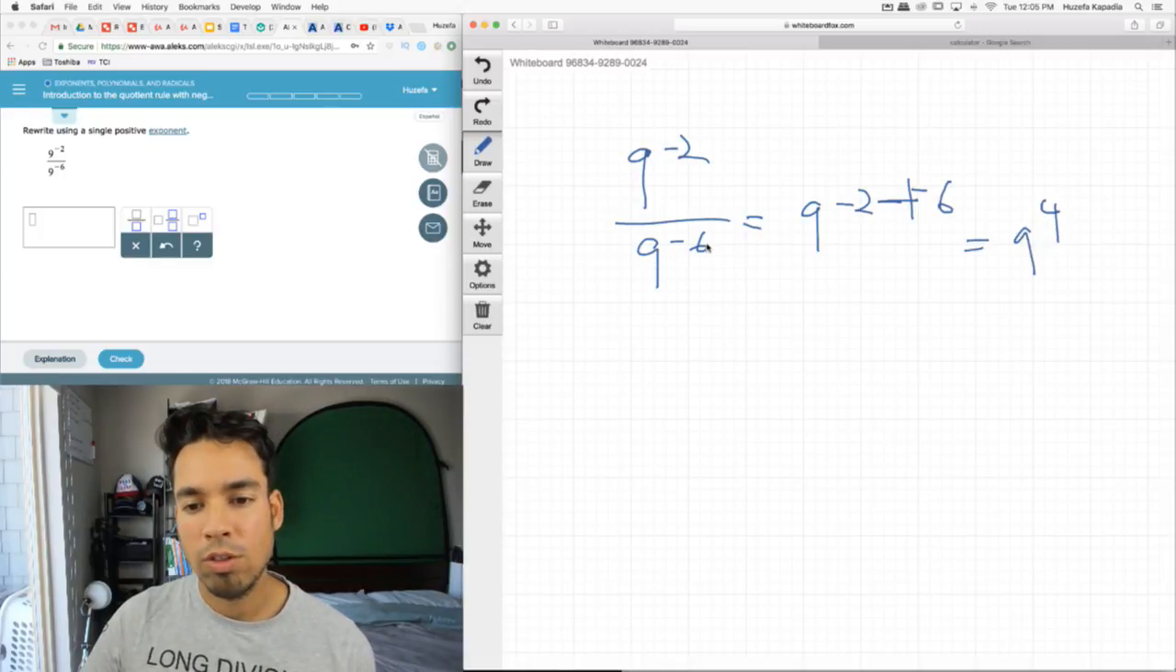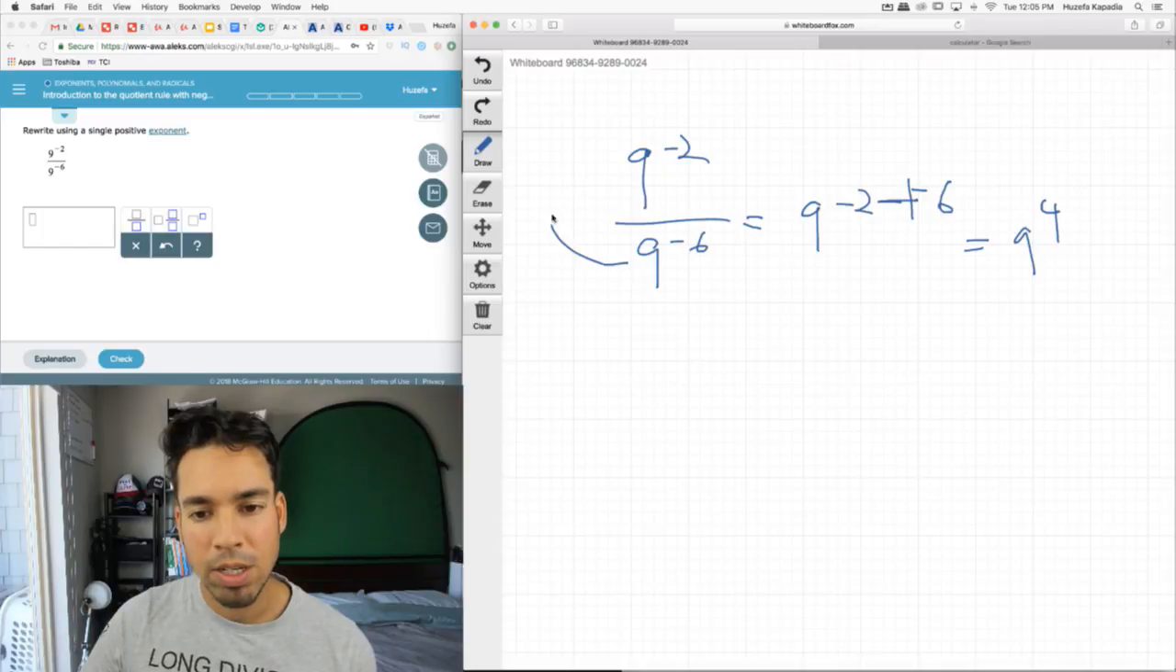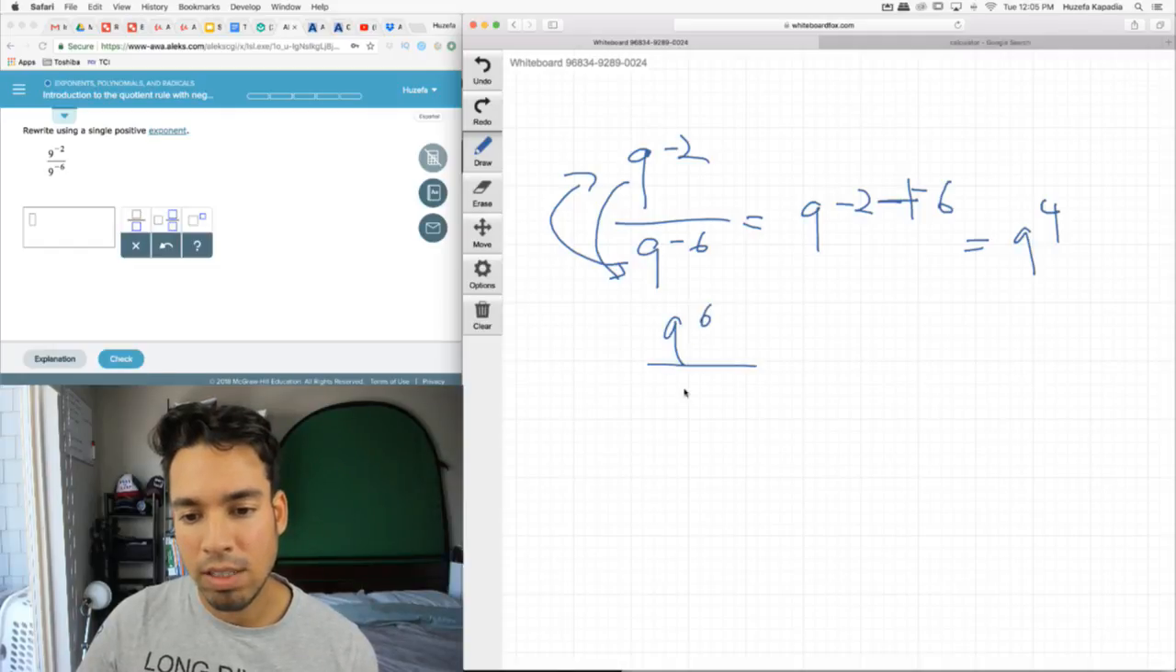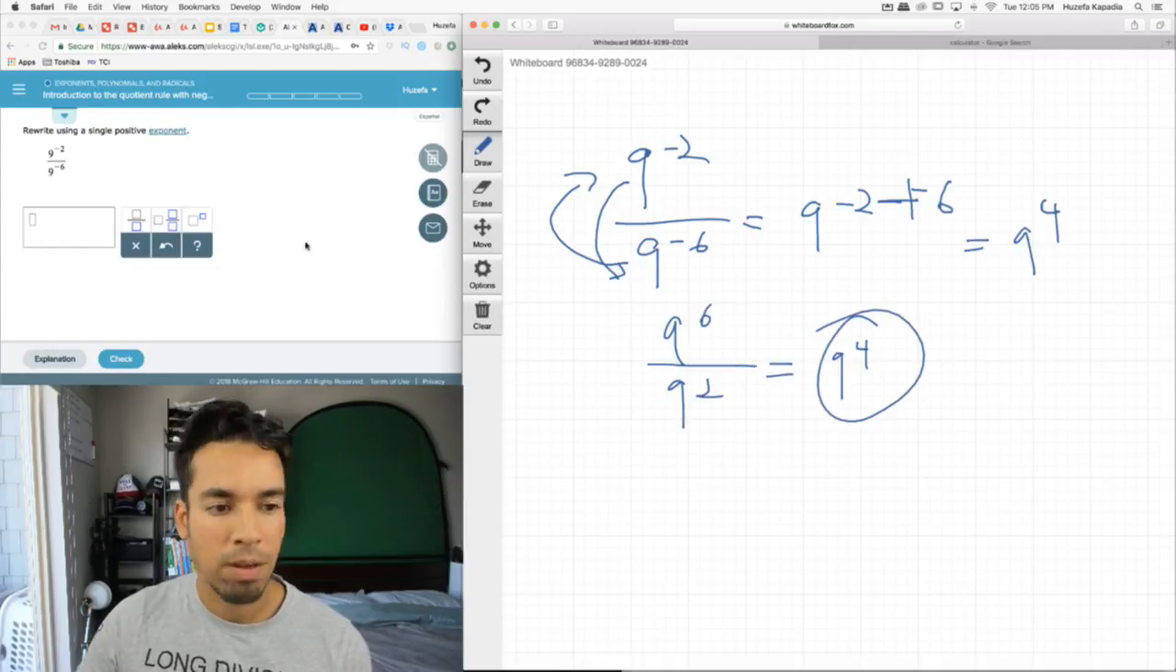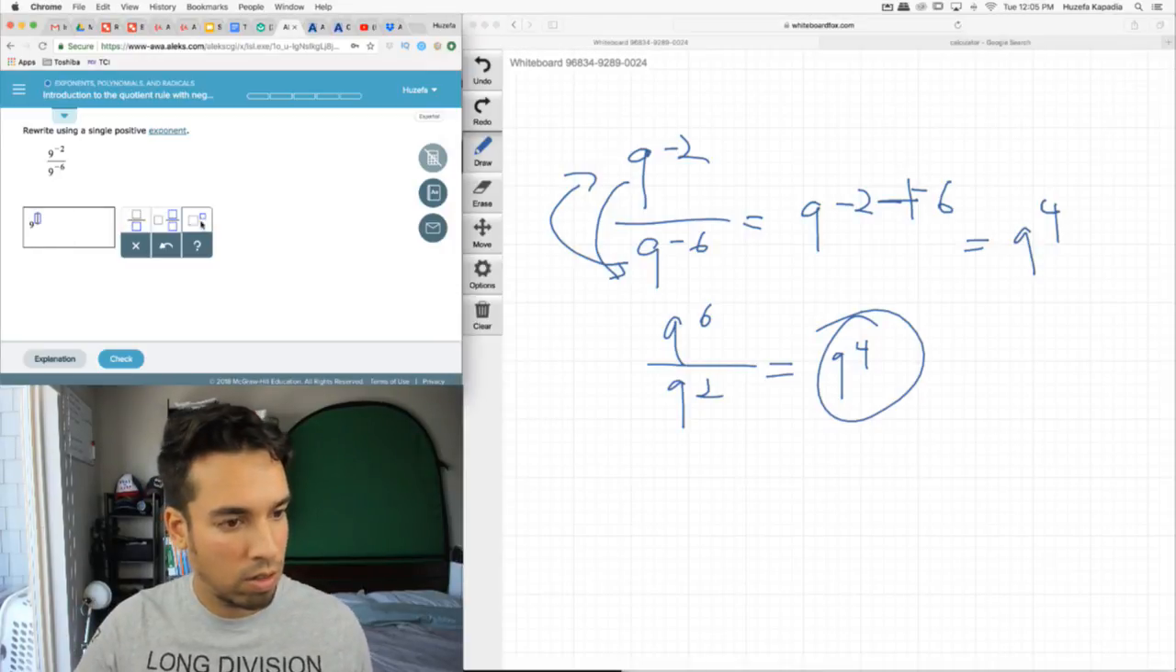I could have also simply, when you have a negative in the denominator, moved it up top, and moved this down to the bottom. I can flip those when they're negative, and it becomes 9 to the 6 over 9 squared. Then subtract down, and it's 9 to the 4th. Same answer, 2 different methods.